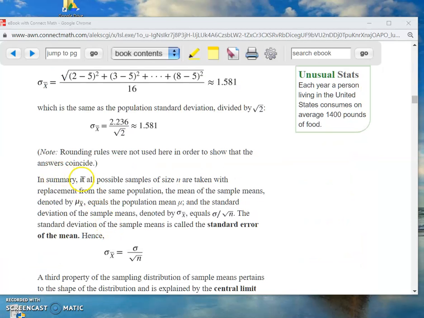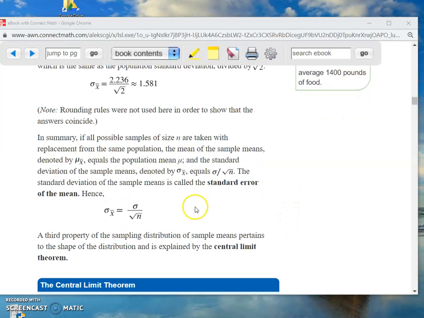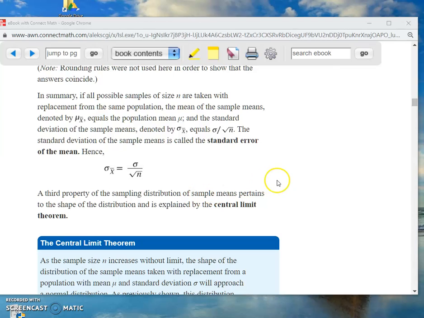Okay, in summary, if all possible samples of size n are taken with replacement from the same population, the mean of the sample means, the mean of the X bars, which we're going to call mu sub X bar, equals the population mean, mu. And the standard deviation of the X bars, which we're going to denote by sigma sub X bar, equals sigma divided by the square root of n. The standard deviation of the sample means is called the standard error of the mean. So here's what we typically call it. It's just new terminology.